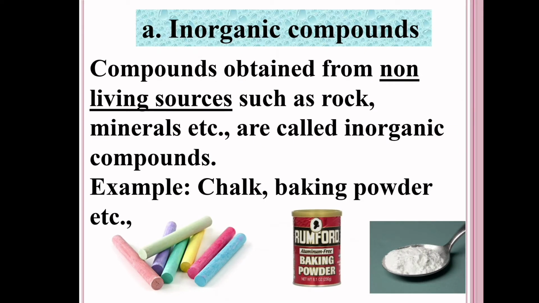What are inorganic compounds? Compounds obtained from non-living sources such as rocks, minerals, etc. are called inorganic compounds. So what are non-living sources? Sources such as rocks and minerals. The compounds obtained from these are called inorganic compounds. We have examples of inorganic compounds. The examples of inorganic compounds are chalk, baking powder, etc.